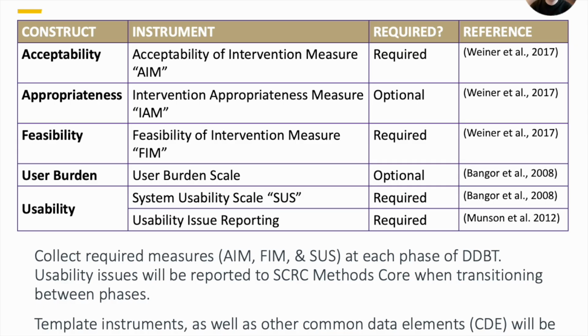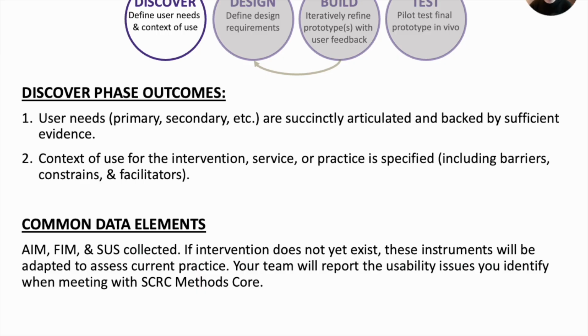You have the User Burden Scale as optional as well. The required measures, the AIM, FIM, and SUS, should be collected at each phase of DDBT. And then also with usability, we're going to have this qualitative usability reporting process, and you'll cover that when you meet with the methods core as you transition between phases. A template of all of these instruments, as well as the other common data elements, is going to be made available to your team. If you have questions regarding these common data elements, please contact Amanda, who is our data manager.